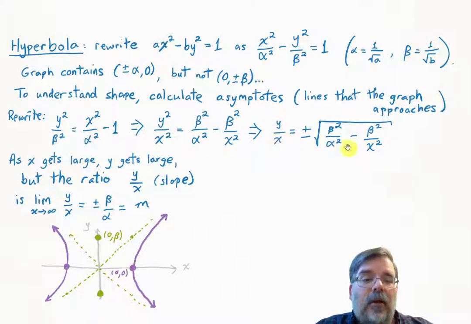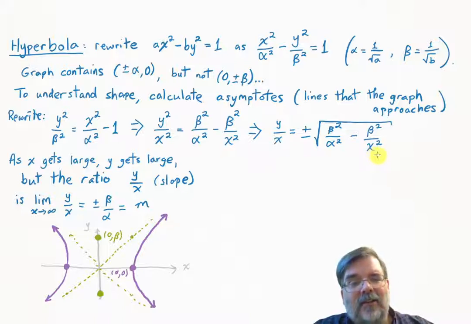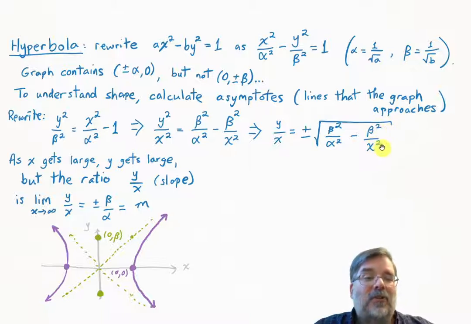As x gets large, that does not affect the value of the constants, alpha and beta. But as x gets large, see this fraction over here? Right, we're dividing by a very large number. And dividing by a large number makes a fraction very small. As x gets closer to infinity, this fraction becomes 0 and basically drops out.